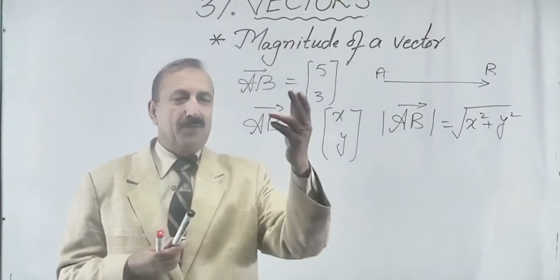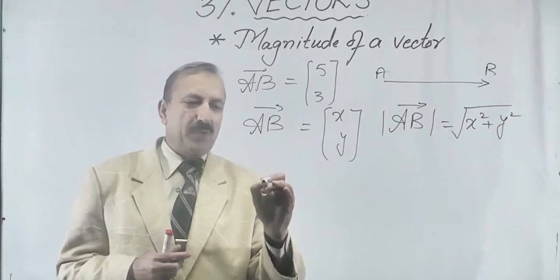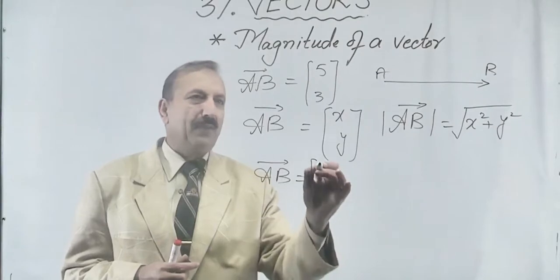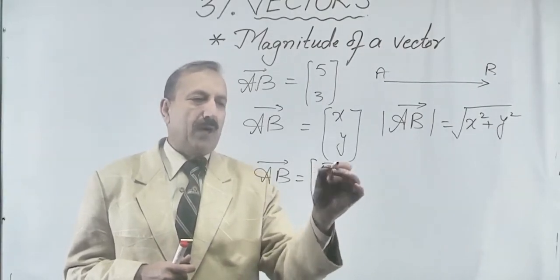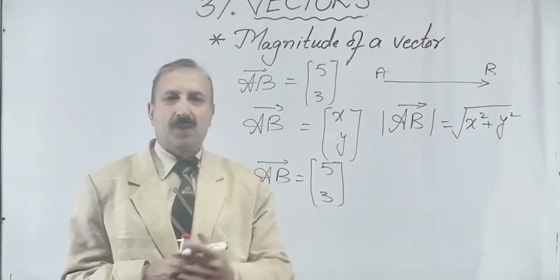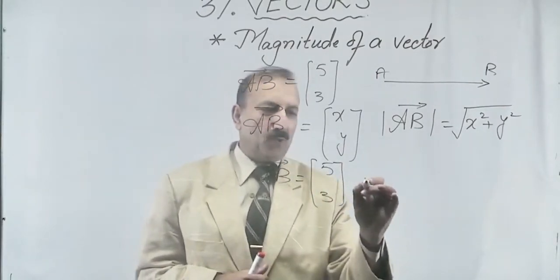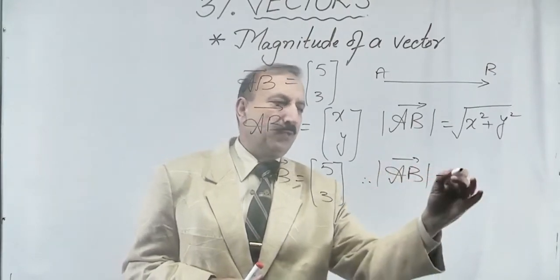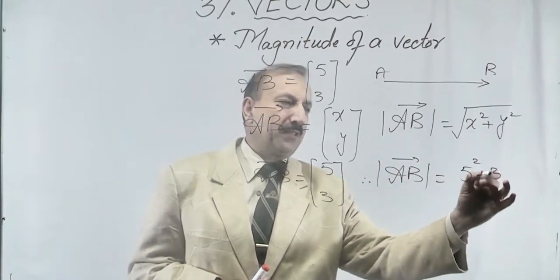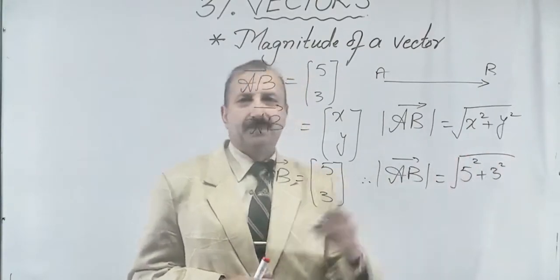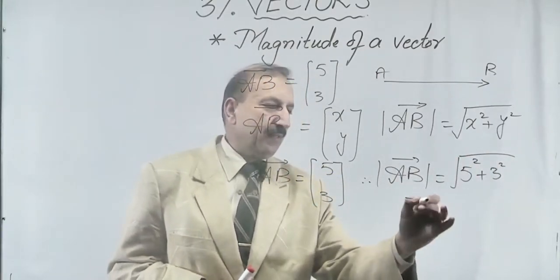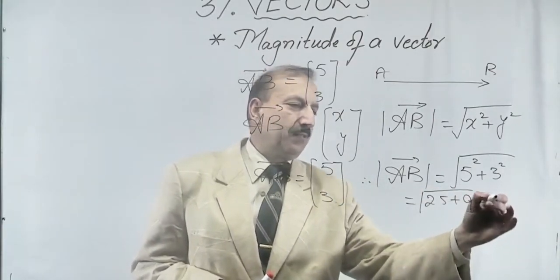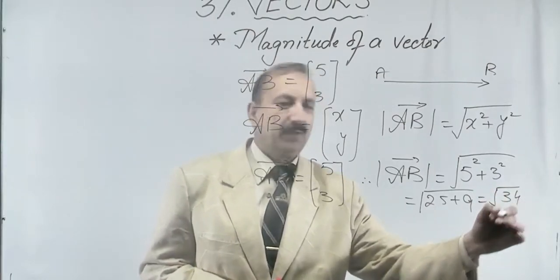Let's try it. For this AB vector, the magnitude would be the magnitude of AB. Let's write it again. Suppose the vector is 5 and 3. Then its magnitude would be equal to the square root of 5 square plus 3 square. And this will become 25 plus 9, and this is equal to the square root of 34.